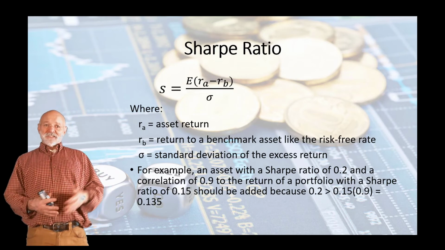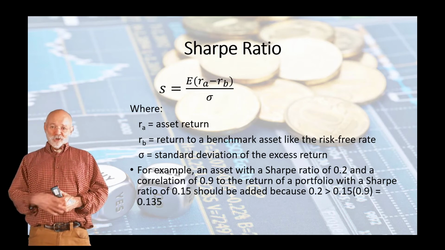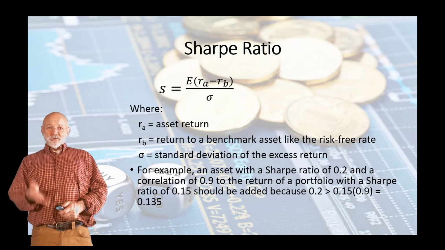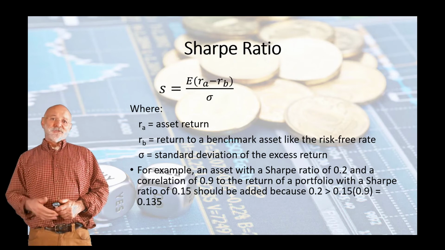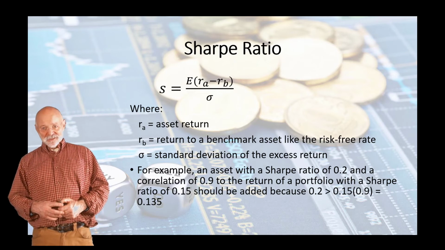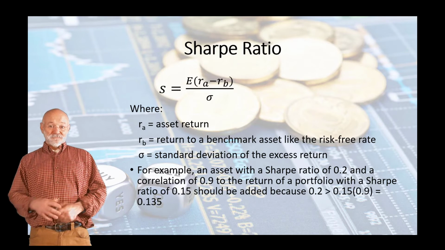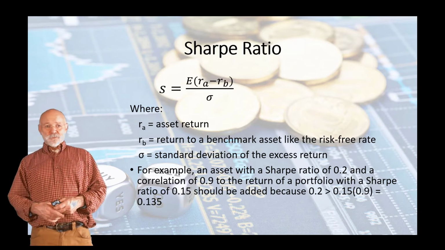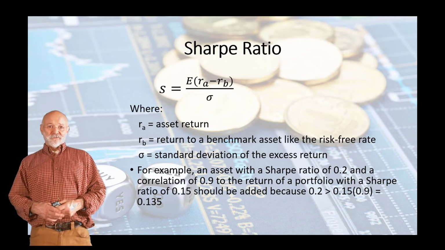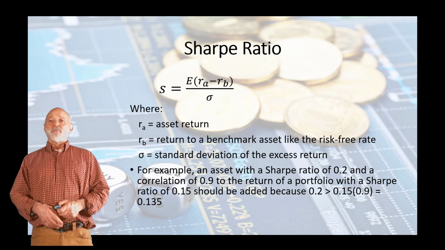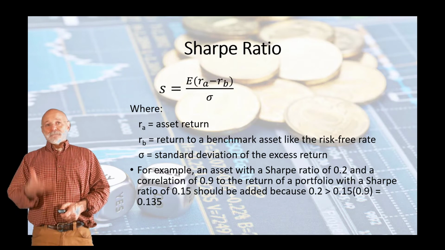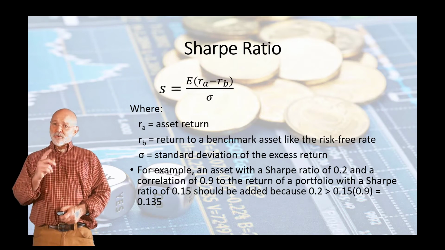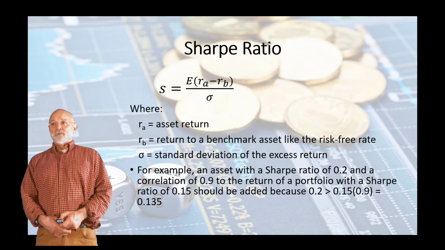We would add this extra set of investments to our portfolio, because 0.2 is still greater than 0.135 even after accounting for the benefit of the correlation coefficient. So 0.15 times 90% would be 0.135, and 0.2 is still higher than 0.135. So, a quick introduction to a couple of ideas there. Correlation and Sharpe ratio, we're going to be talking about these a lot more in the rest of the course.